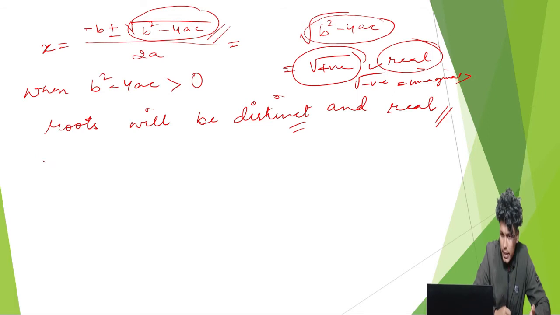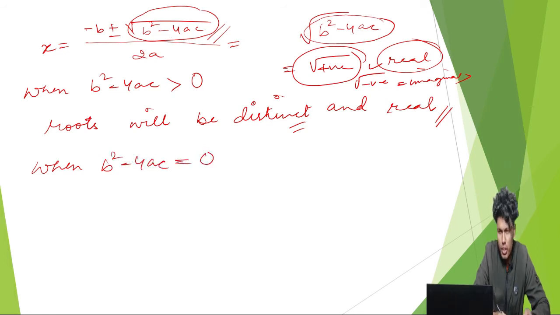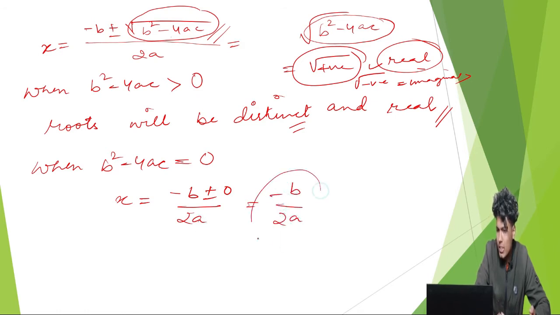So another case is when b square minus 4ac is equal to 0. When b square minus 4ac is equal to 0, what will be the root? So take x equal to minus b plus minus 0 divided by 2a, equal to minus b by 2a. So this is the root, and it is the same root.